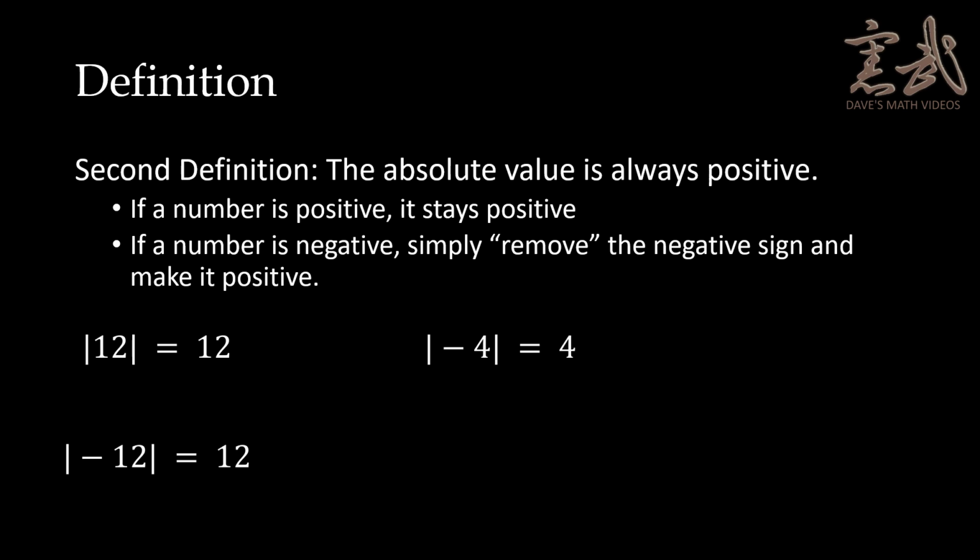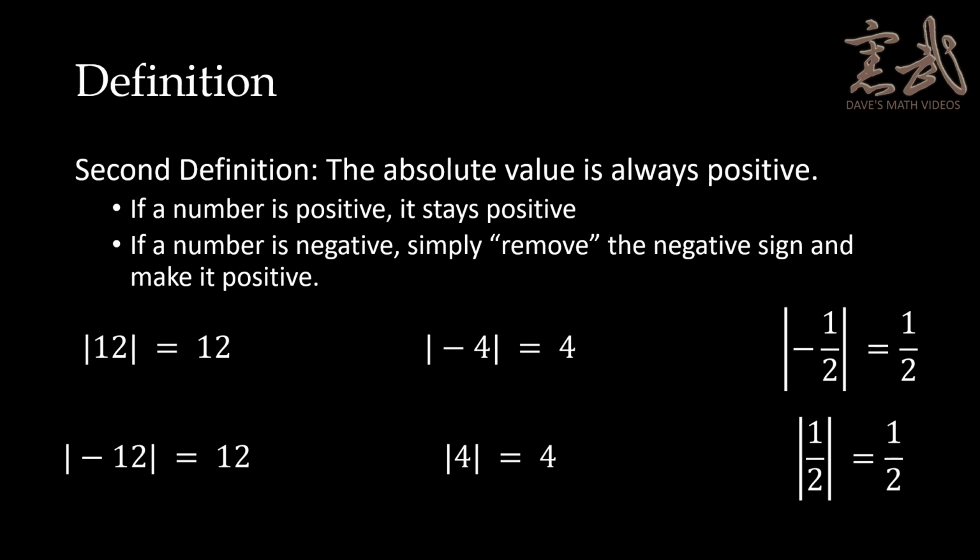Similarly, to find the absolute value of negative 4, I remove the negative sign and make it positive 4. However, the absolute value of 4 is 4 because 4 is positive and it stays the same. Lastly, if I have negative 1/2 and I want to find the absolute value, I simply remove the negative sign and get positive 1/2. And to find the absolute value of positive 1/2, it stays the same, and again, the absolute value of 1/2 is positive 1/2.